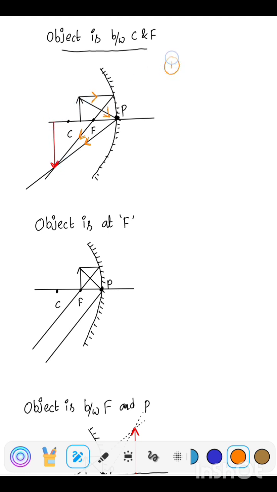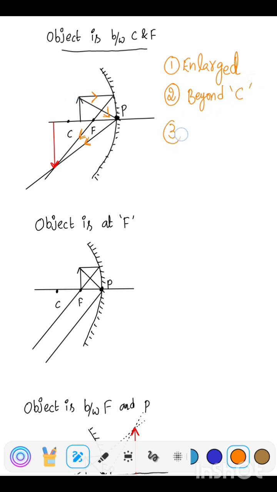Therefore, what is the nature of the image? Sorry, size of the image is enlarged. What is meant by enlarged image? If you observe in this diagram, this is the object and this is the image. The size of the image is greater than the size of the object. That's why it is enlarged. Second thing is that the image is formed beyond center of curvature. If the object is in between center of curvature and focus, image will be formed beyond the center of curvature.